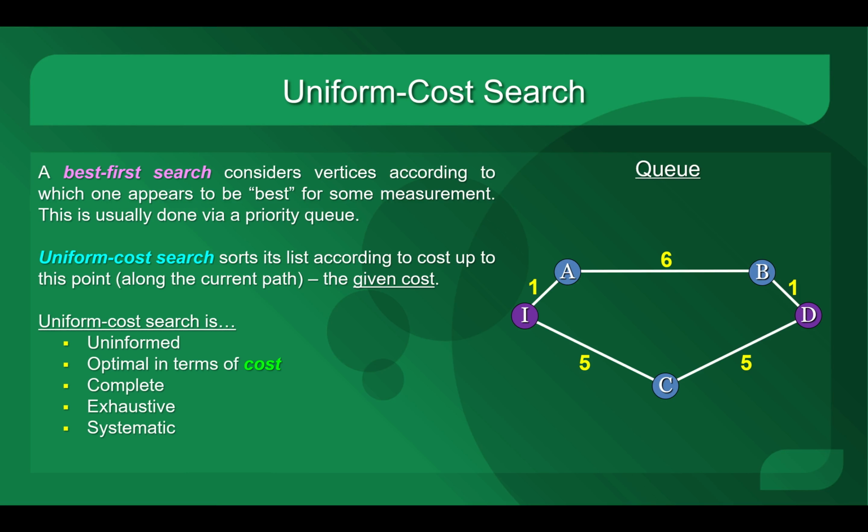Again, we're starting at I and going to D, so we put I on the queue, and then while the queue is not empty, we pull the first element off. In this case, that's I. I is not the goal, so we look at its children. It connects to A and to C. A's accumulated cost from the starting point is 1, and C's is 5. So the order of the queue will be A, C.